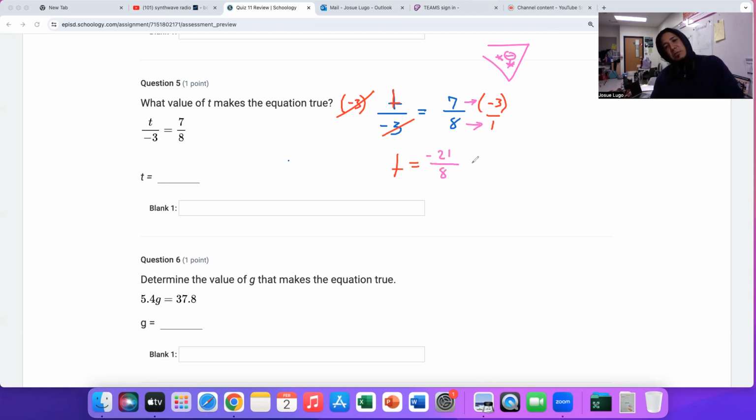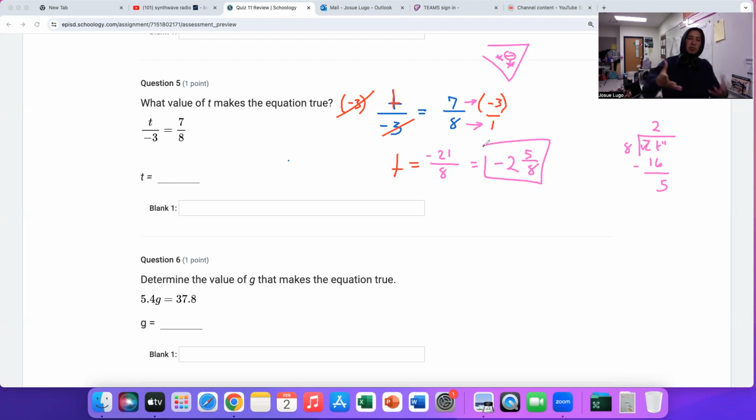All right, so ladies and gentlemen, my answer is going to remain negative, but let's just change this into a mixed number. So 21 divided by 8, 8 goes into 21 twice, because 8 times 2 is 16. And 16 to 21, 11, so 8 to 11 would be 5. So the answer would be negative 2 and 5/8.